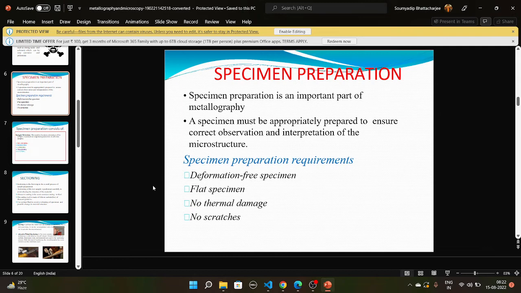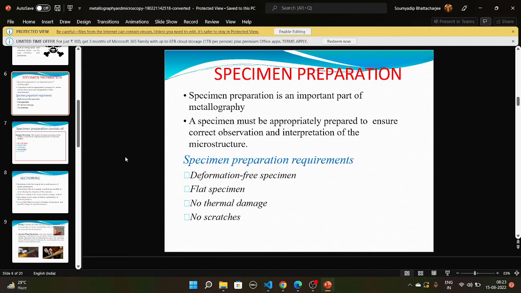Yeah, this is very important. Specimen preparation is your first job. The specimen will be given to you, and you need to prepare it for the metrology examination. It requires a deformation-free specimen, flat specimen, no thermal damage, no scratches. You have to make sure that no distortion is there. The specimen remains flat because ultimately you have to take it under the microscope. No thermal damage, I don't think its chance is there at all, so not very big force you can apply there.